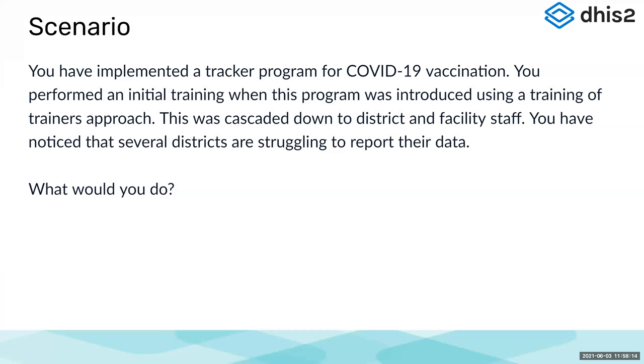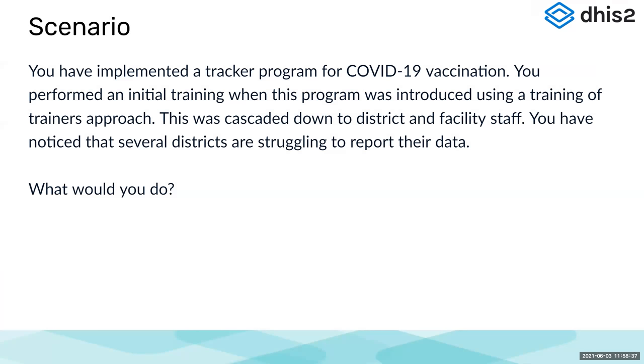All right, so we're going to go through a scenario as we define this a little bit. And basically our scenario is looking at a tracker program, right? So in our scenario, we're implementing a tracker program for COVID-19 vaccination. An initial training was performed where a training of trainers approach was used. This was cascaded down to your district and facility staff, right?